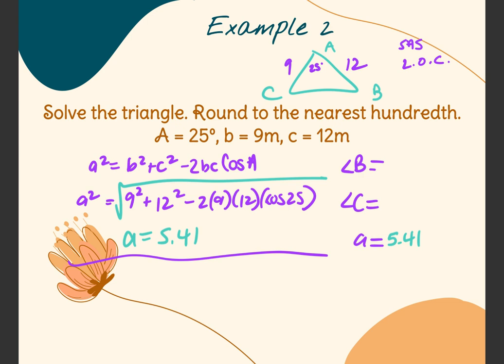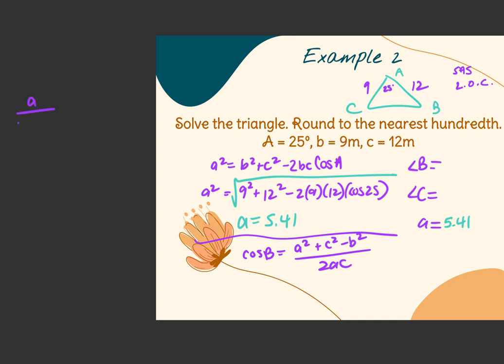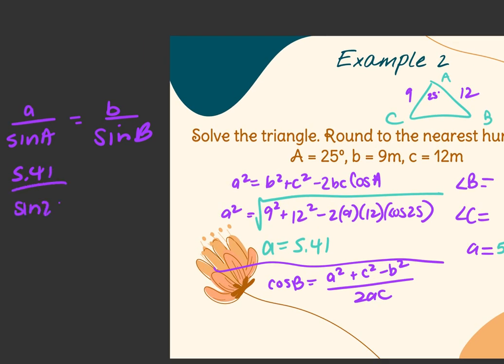So if I want to find angle B, then it's the cosine of B equals A squared plus C squared minus B squared over 2AC. If I was doing law of sines, I would do A over sine of A equals B over sine of B, which is 5.41 over the sine of 25 equals 9 over the sine of B. In both cases, I'm using a rounded value. So it's not like one is more accurate than the other. You really get to choose from here.